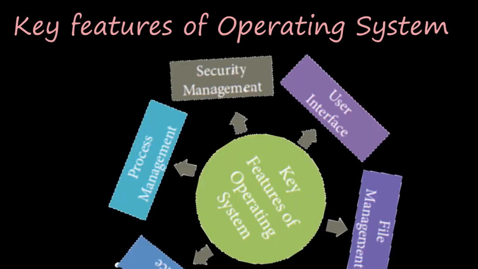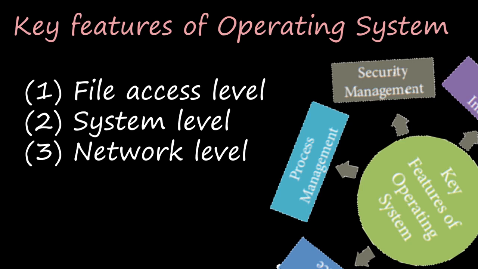The next one is security management. Security management is a major challenge in the computer and software industry. Lots and lots of data and content are circulating in the software industry on the net, right? So security is the most needed one. Here we have three levels of security for the end user: file access level, system access level, network access level.